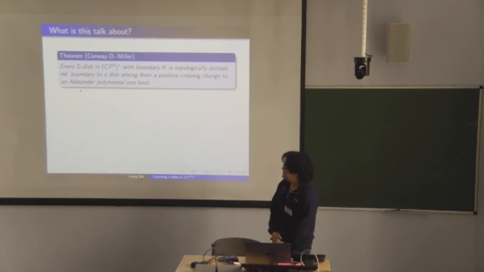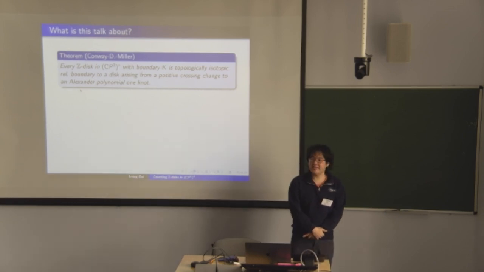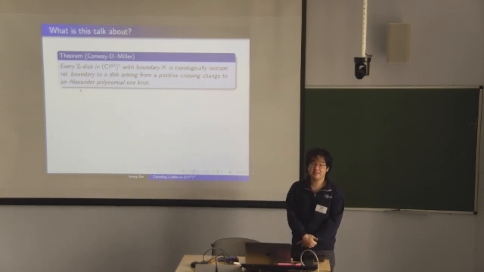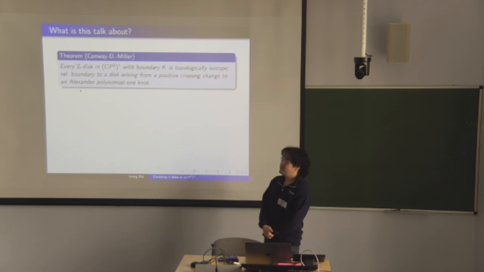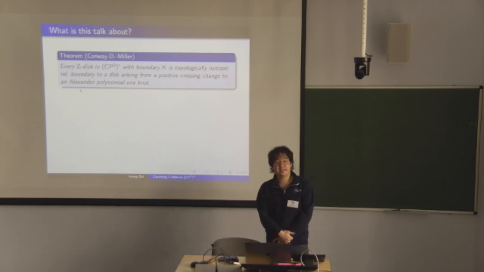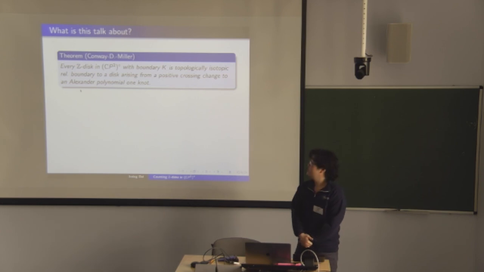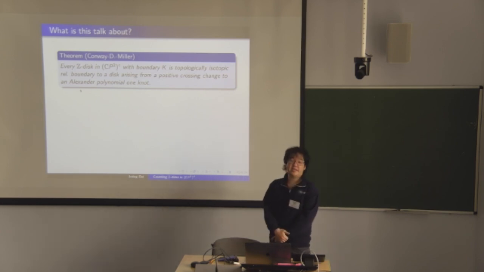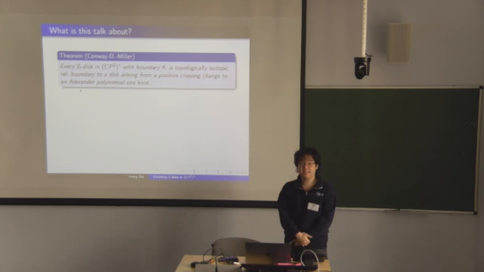So I told you that there are many knots which are Z-slice in punctured CP2. Why is that? Well, it's very easy to see that if I have a knot and I can do a crossing change of the appropriate sign to get to a slice knot, or even more loosely to get to an Alexander polynomial 1 knot, then such a knot is topologically Z-slice inside of CP2.